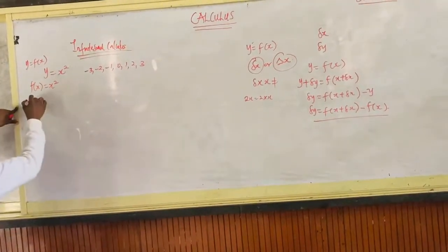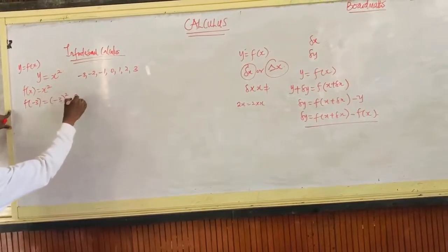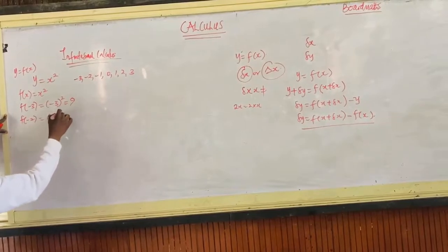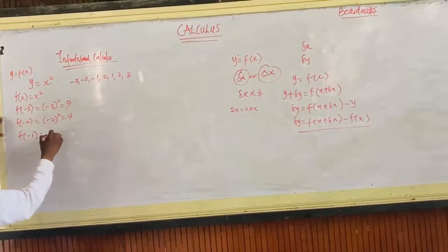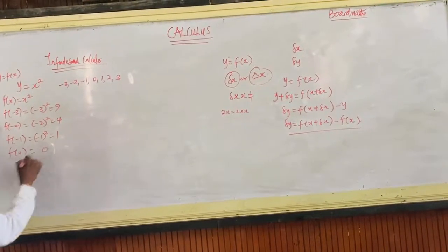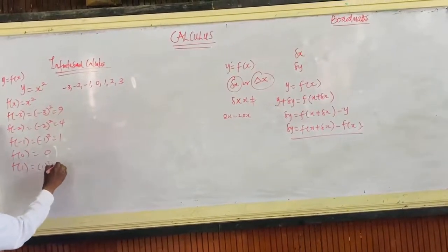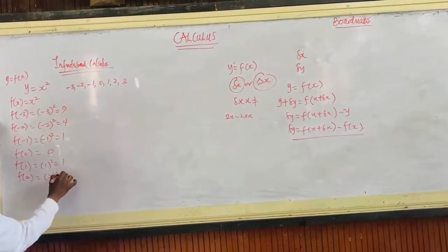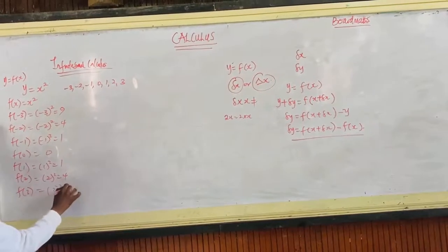Here, f of minus 3 is the same thing as minus 3 squared, which is 9. And f of minus 2 is minus 2 squared, which is 4. Then f of minus 1 is minus 1 squared, which is 1. F of 0 is 0. Now f of 1 is 1 squared, which is 1. F of 2 is 2 squared, which is 4. And f of 3 is 3 squared, which is 9.